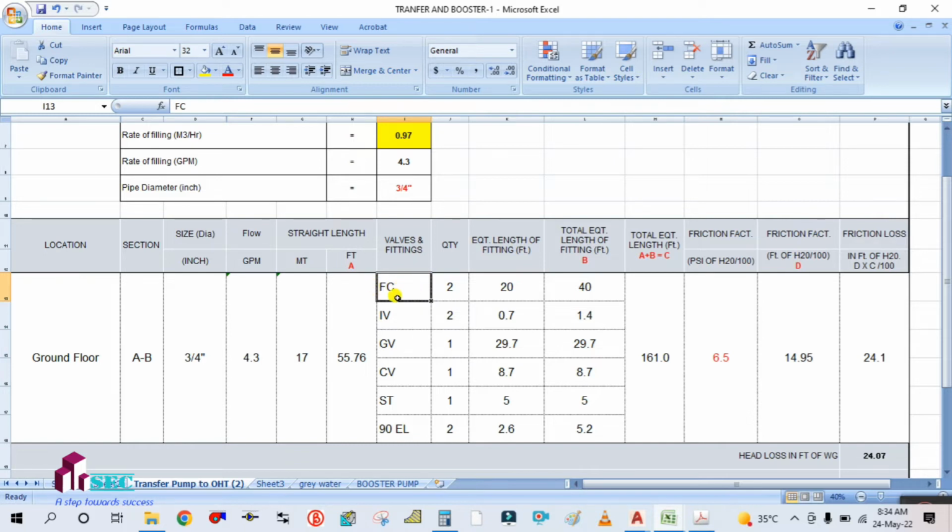For example, FC is nothing but the flexible connection. This is the valve package for the pump. These are the fittings we are using in the pump suction and discharge line. And this is the quantity, and this is the equivalent length of the fitting. This length we are getting from the Carrier chart, and this is total equivalent length in feet. And then this is the addition, A plus B: pipe length plus fitting length. So how to calculate this?